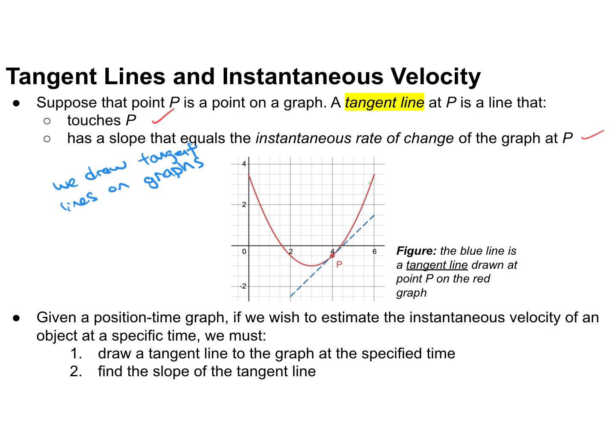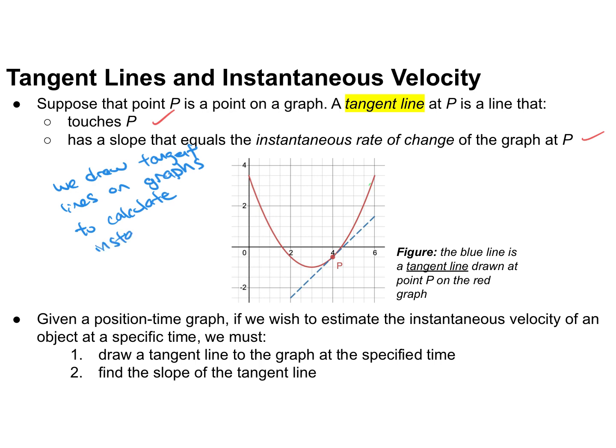Now, I'm going to generalize it to just graphs in general. We draw tangent lines on graphs to calculate instantaneous rate of change. Rate of change is a more generic term. It can apply to anything. It can be a speed.